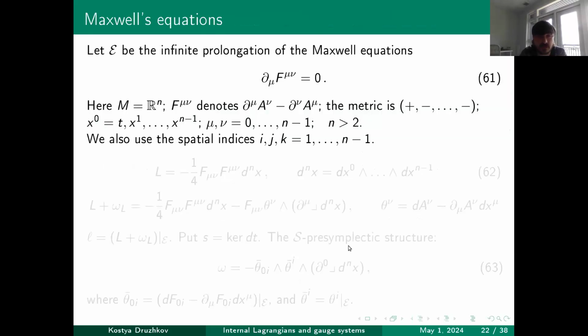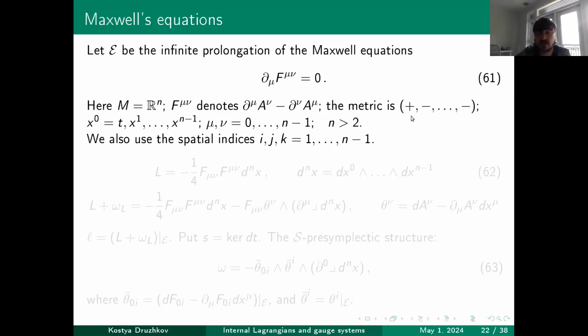Let's consider the following example, the example of Maxwell's equations. Let epsilon be the infinite prolongation of the Maxwell equations 61. Here, M, our base space, is just real n-dimensional vector space. F mu nu denotes the difference between d mu A nu and d nu A mu. A nu are components of the potential, or components of the connection one form, if you want.